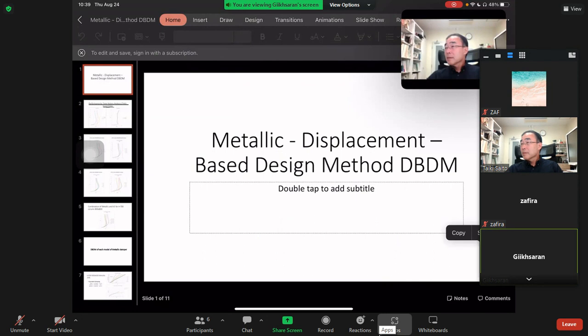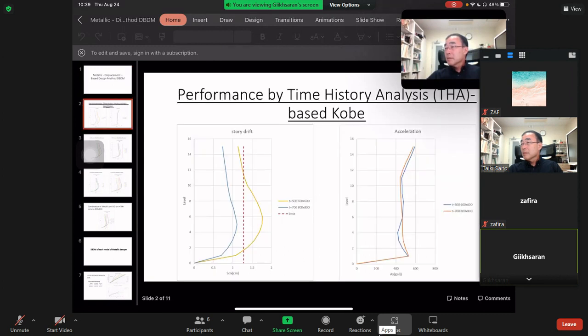Now I'm going to talk about metallic DBDM. The first one is under the Kobe wave. It shows wall thickness 500 and 700, and the column is 600 for wall thickness 700. For this one, the column is 800. And from this graph, sorry, I don't understand.